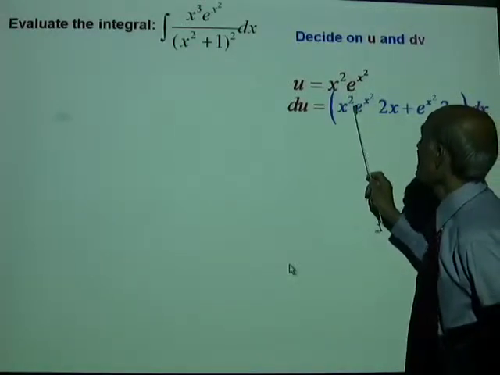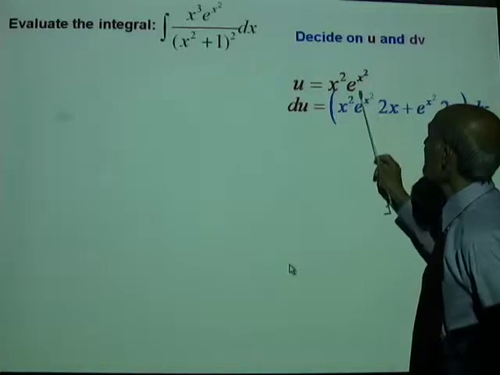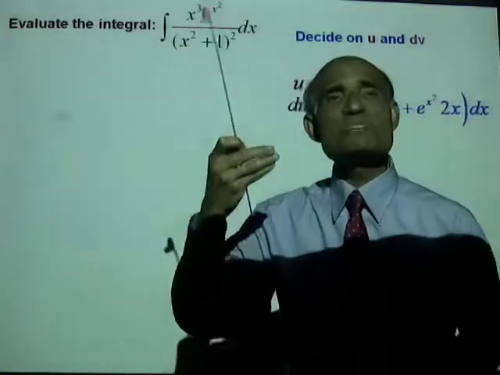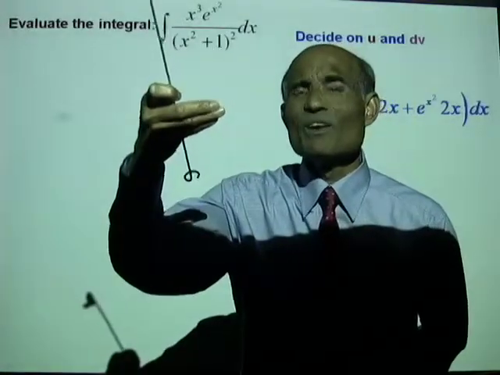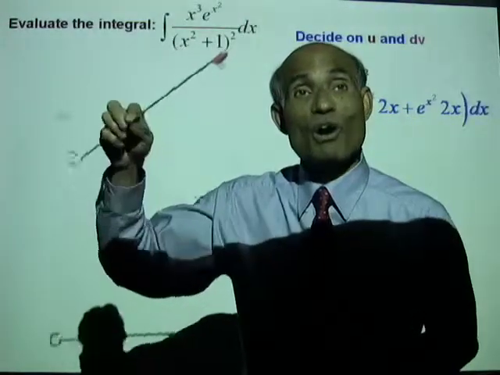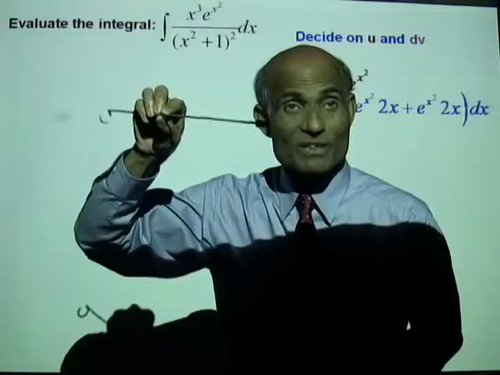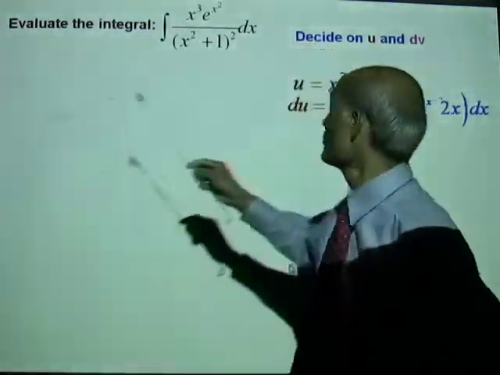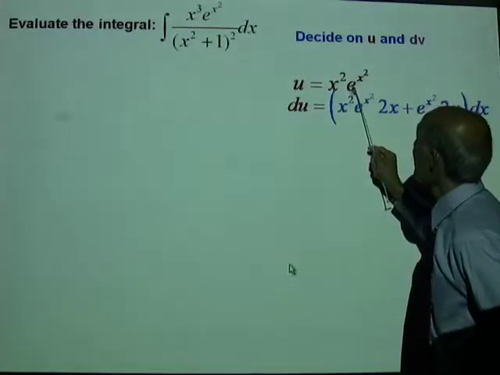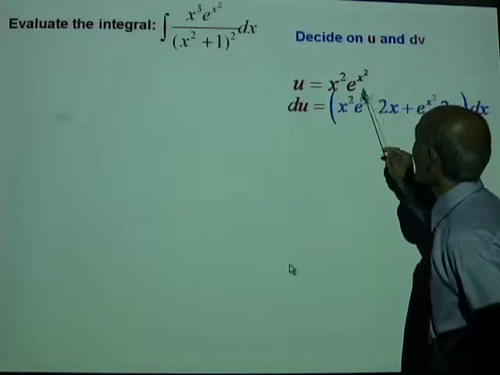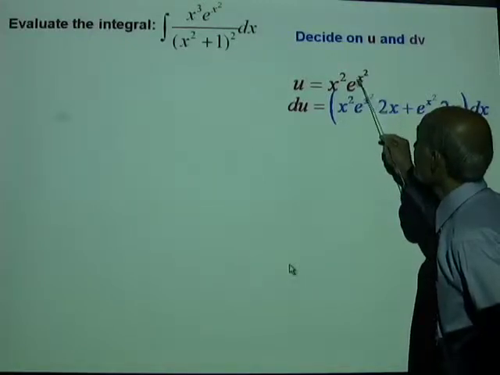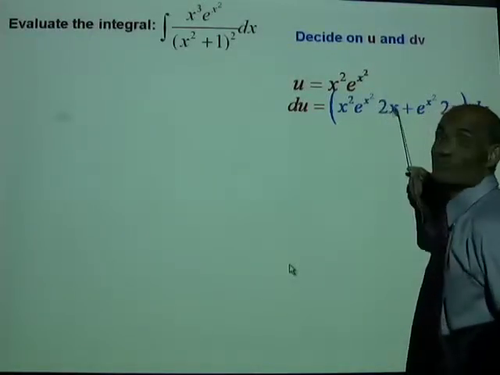So that will be x squared times the derivative of e to the power of x squared. Remember, the derivative of e to the power of anything will be e to the power of whatever that is times the derivative of that quantity. So the derivative of e to the power of x squared is e to the power of x squared times the derivative of x squared, which is 2x.